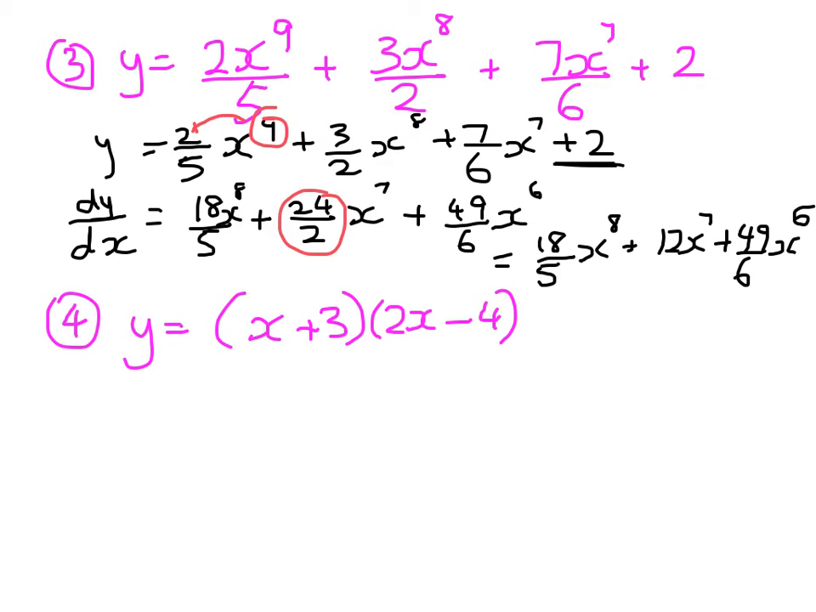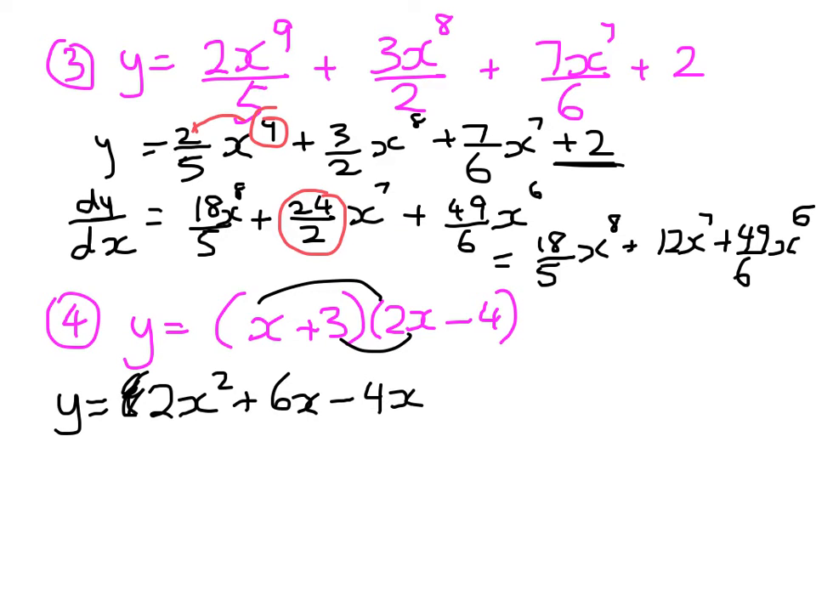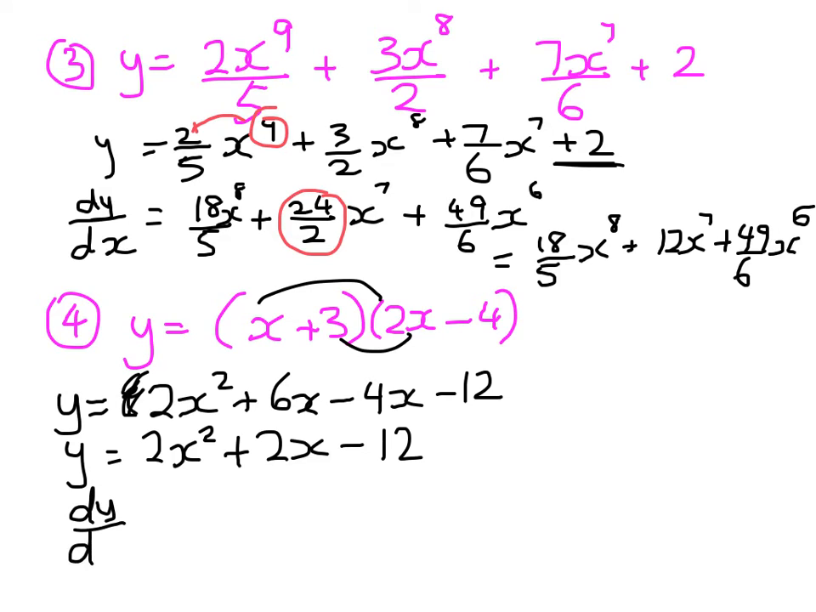Now the next one is me sneakily getting you to do some algebra practice in the middle of calculus. So we're going to expand out the quadratic because we can't differentiate it as it is. So we're going to go y equals 2x squared plus 6x minus 4x minus 12. So y equals 2x squared plus 2x minus 12. dy by dx, which is the same as f dash of x, is equal to 4x plus 2.